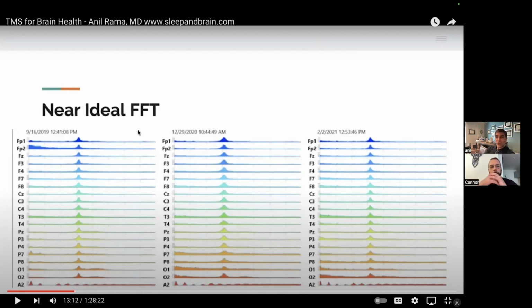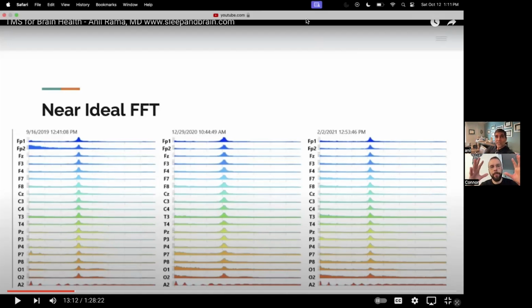And now, go ahead. For people who are really unfamiliar with EEG and brainwaves, like what is this alpha thing? What's the difference between an alpha and a theta? And why are we looking at the alpha instead of the theta?